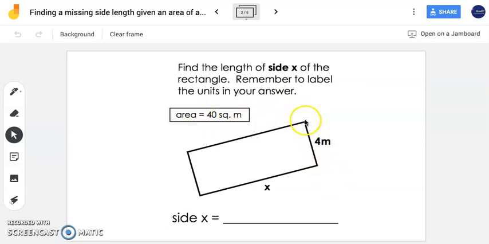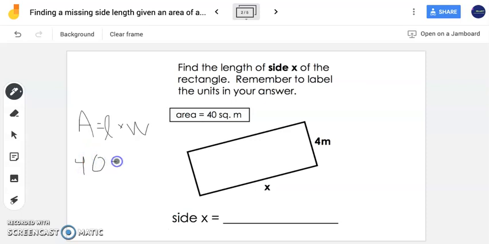We're given a width of 4 meters, but we do not have the length. That unknown is being labeled as X. We need to find our unknown, or our X, or our missing side length. Now we know that area equals length times width. So we already know that. But instead of giving the length and the width and you have to find the area, this time we have the area of 40. We need to find the missing length.